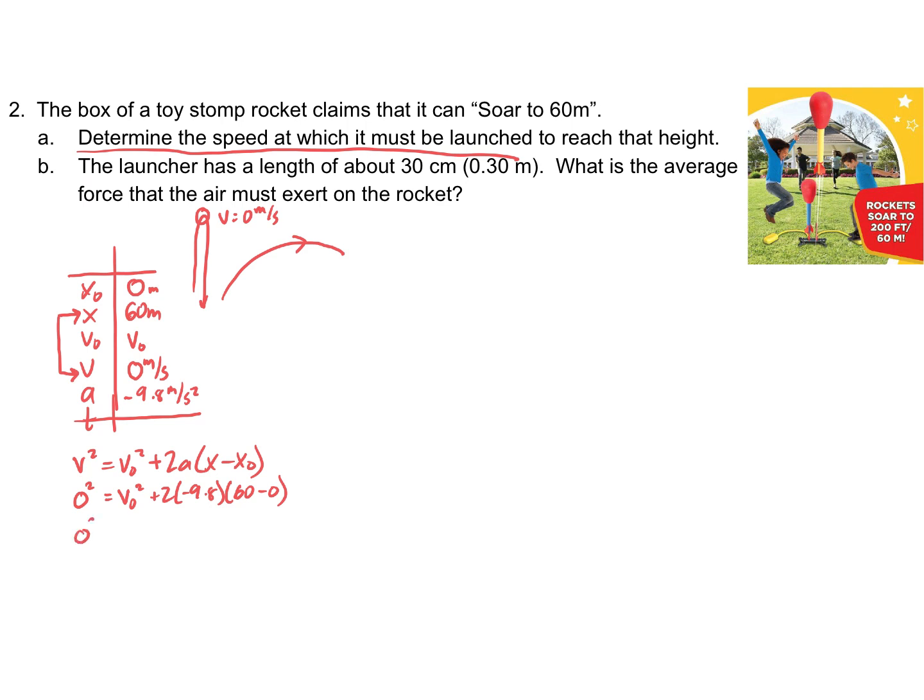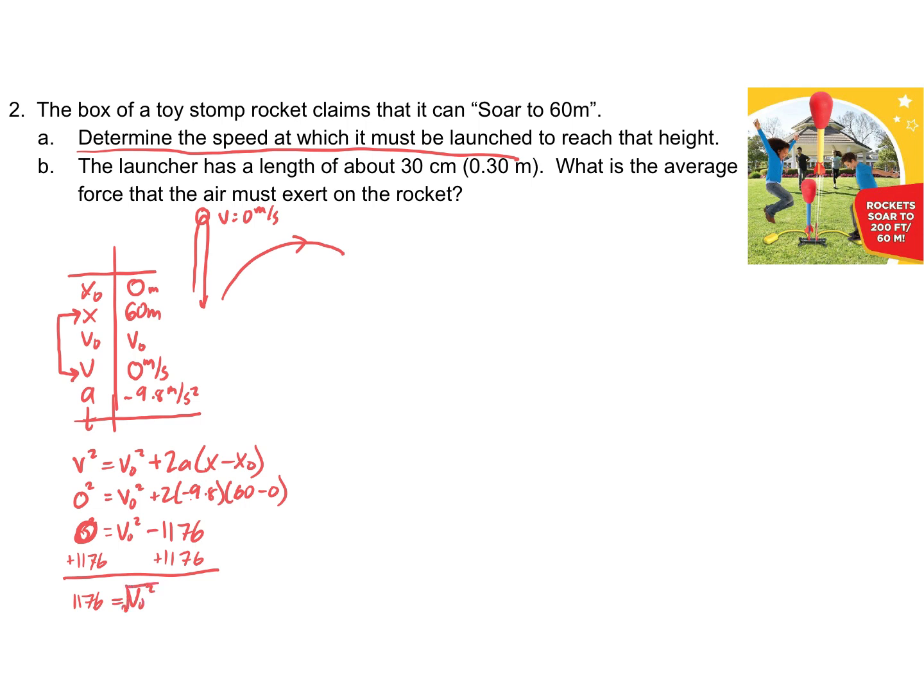So I've got 0 squared equals V naught squared. So I guess the 0 squared is just 0. That's fine. And then I've got a minus 1176 here because it was a negative times a couple of positives. I'm going to add the 1176 over to the other side, and then I'm going to square root it. I'm going to add the 1176 to the other side. And then once I have the 1176 on that side, I'm going to have the V naught squared.